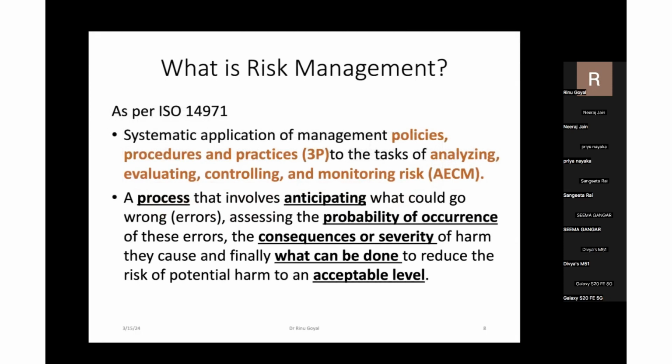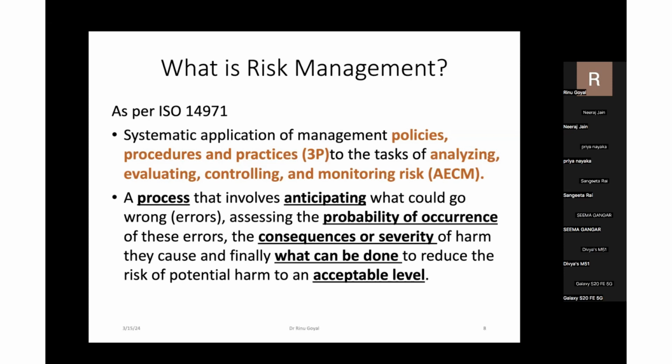So when we come to the definition of risk management, it is as per ISO 14971, that's systematic application. Just pay attention to the words. Systematic application of management policies, procedures, and practices. There are three P's: policies, procedures, and practices. To the task of, now again, we can use this acronym, ACEM: analyzing, evaluating, controlling, and monitoring risk. Just remember these words and the whole risk activity will be covered. So, systematic application of management policies, procedures, and practices, which we have seen in the previous slide, to a task of analyzing, evaluating, controlling, and monitoring risk.